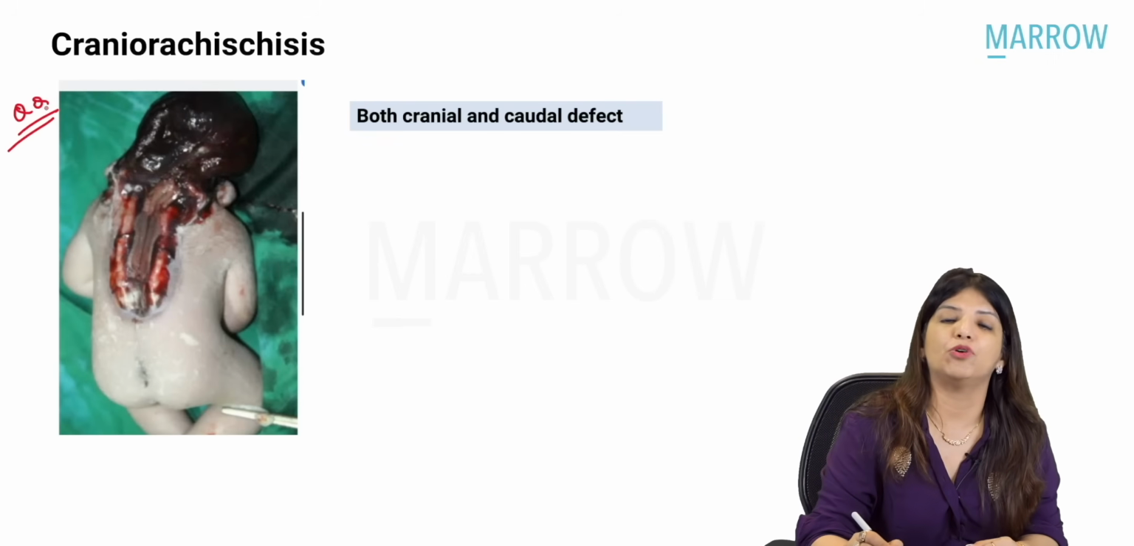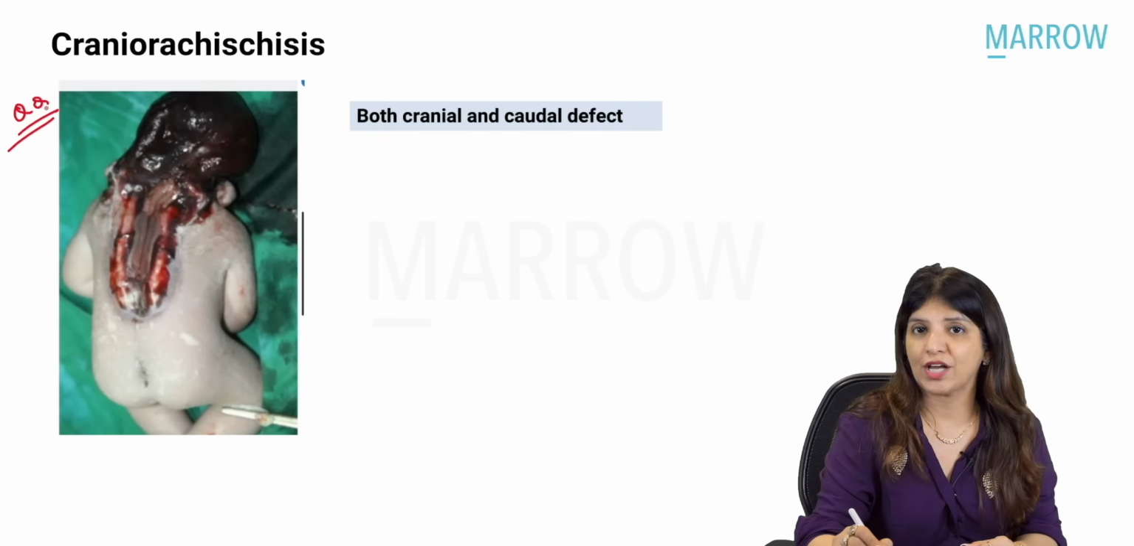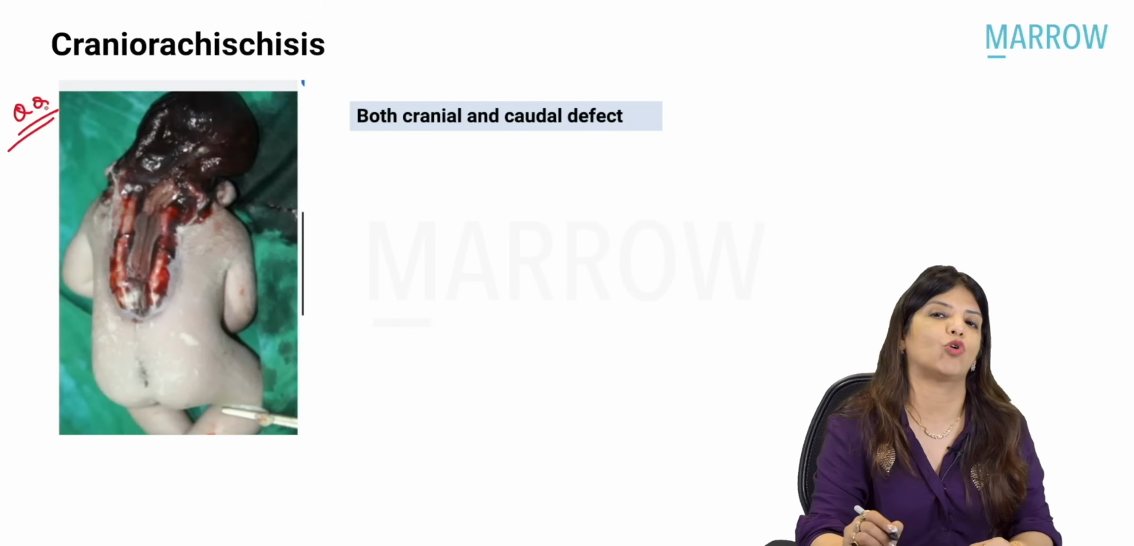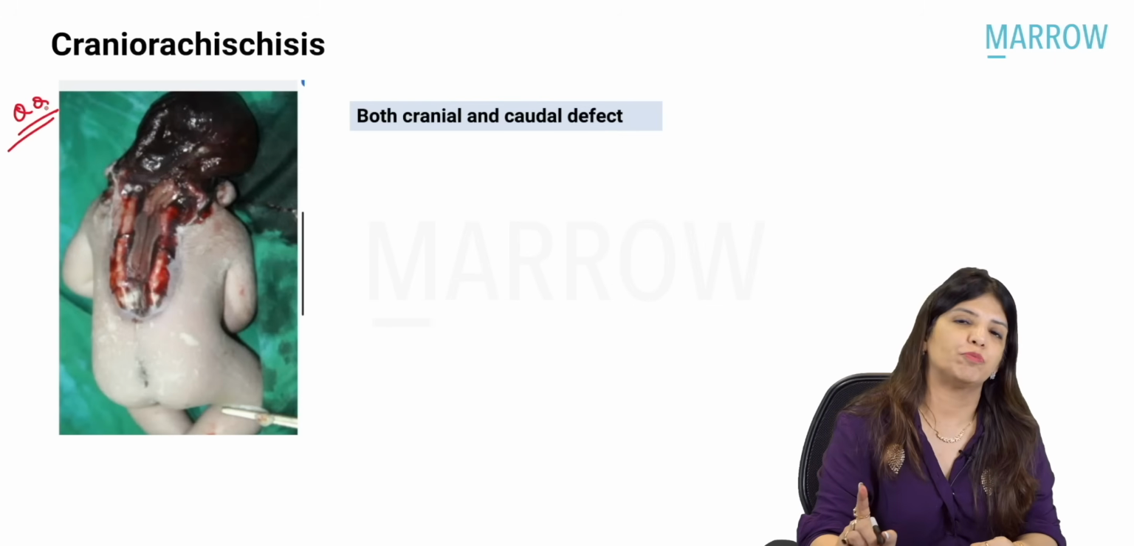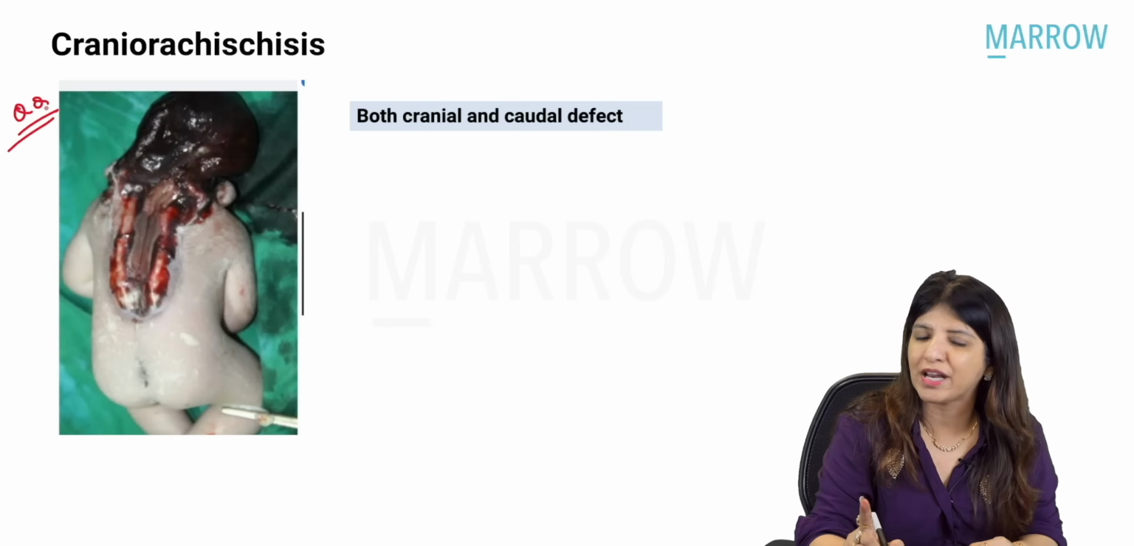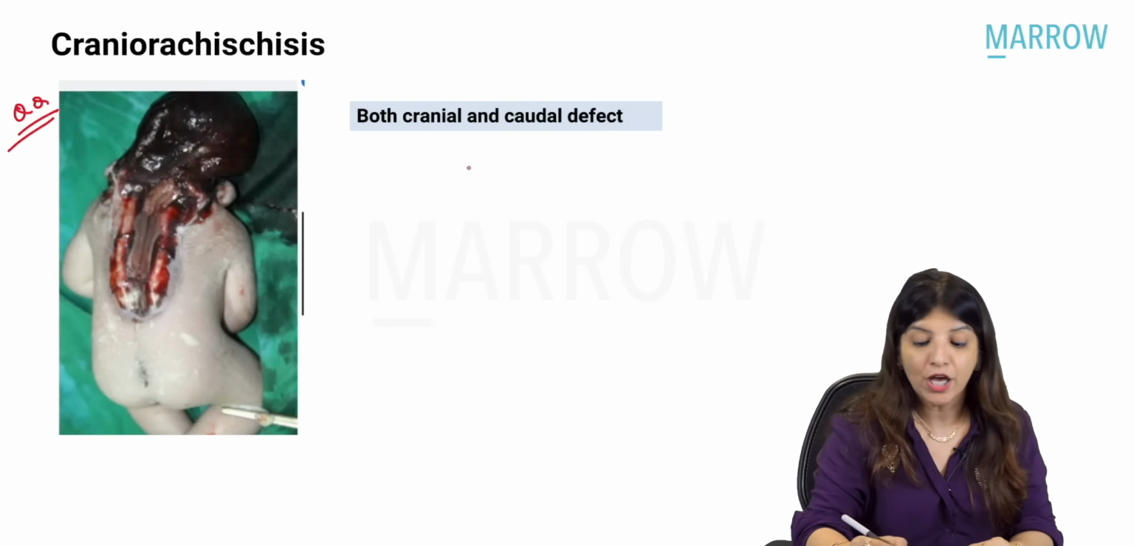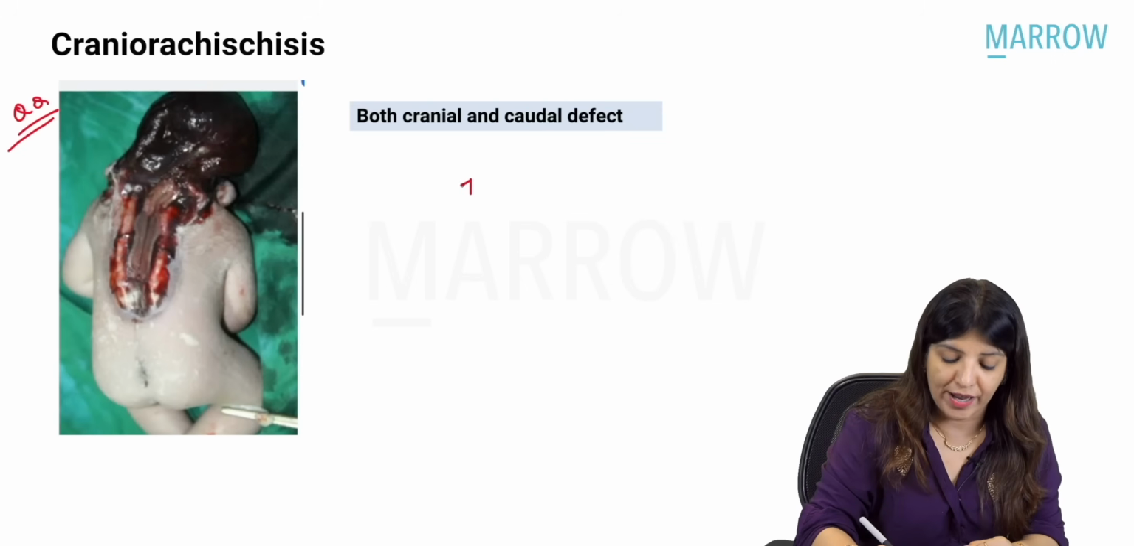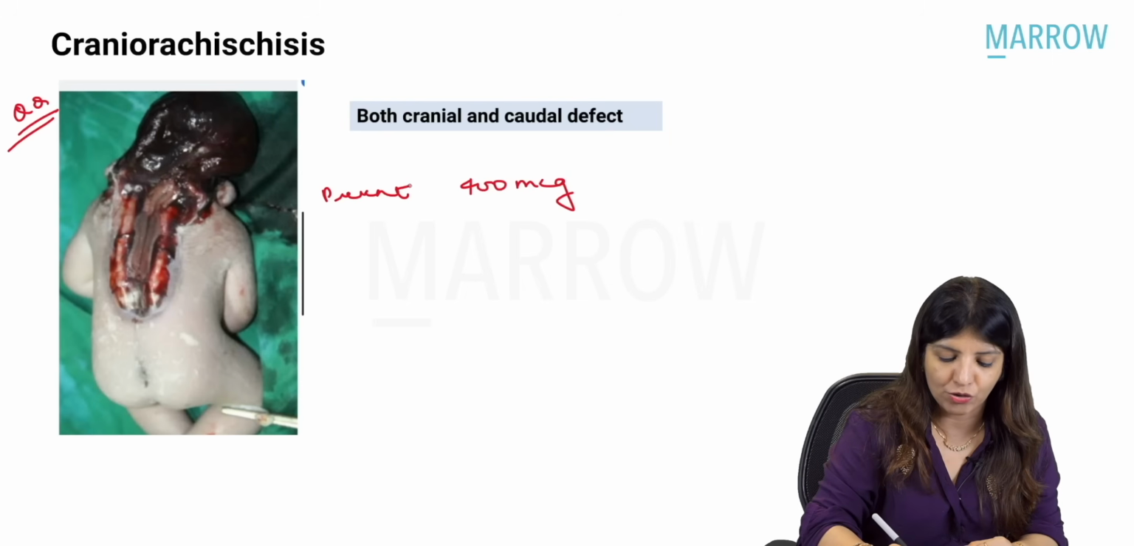This is a craniorachischisis. In craniorachischisis, there is both cranial and caudal defect. Please remember, to prevent neural tube defects, which vitamin has to be given? Folic acid has to be given. To prevent neural tube defect, the dose which you have to give is 400 micrograms.